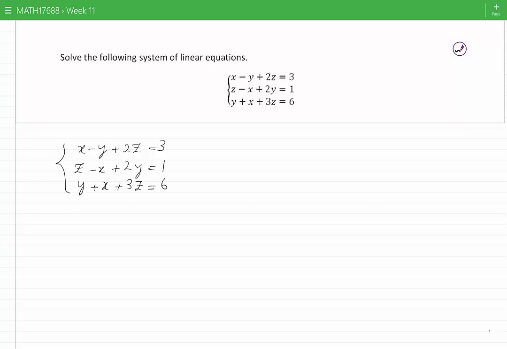I can solve this system using the method of substitution or the method of elimination or a combination of both of these methods. I am going to solve this system first using the method of substitution and then using the method of elimination. First, the method of substitution.